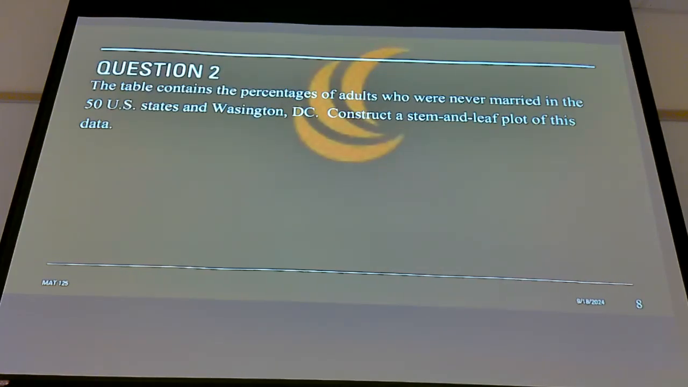So the next table is going to give percentages of adults who were never married in the 50 U.S. states. We will construct a stem and leaf plot.